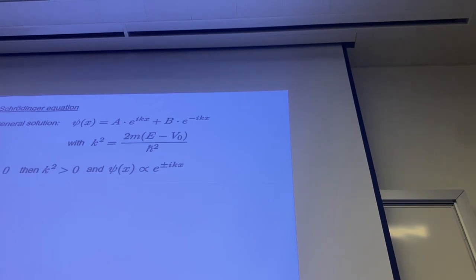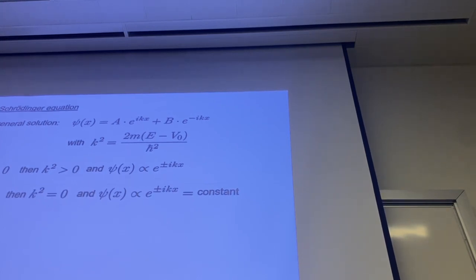What about this? What if V has exactly the same value as E? What if the potential barrier in space has the same energy value as the energy carried by the electron? Then, of course, the difference is 0. That means that k squared is 0. And that is a very odd situation, because if you plug in k equals 0, that means the wave function is constant. It doesn't wiggle anymore. All right?